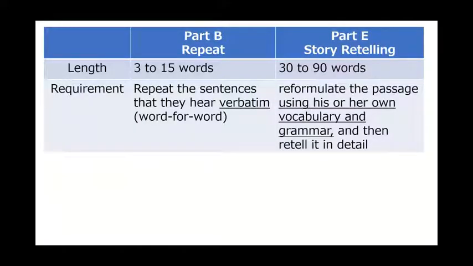This is a comparison table between Part B and Part E. The differences are now very clear to you, I believe. As for the length, Part B, 3 to 15 words. Part E, 30 to 90 words.